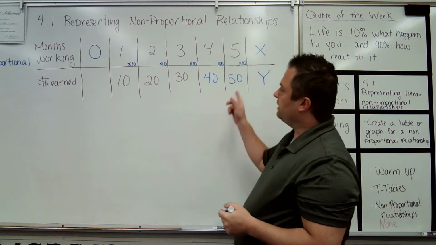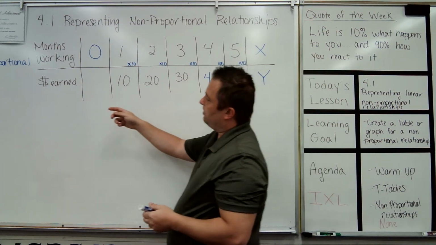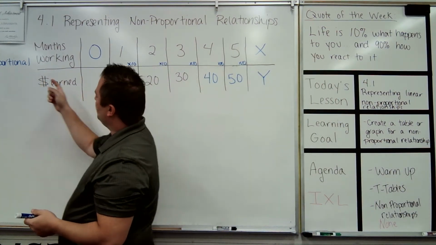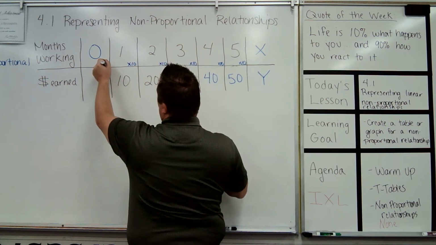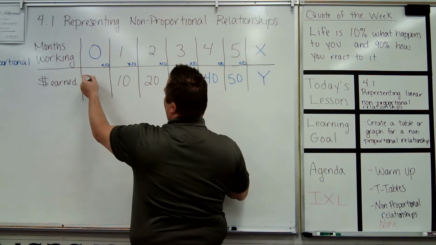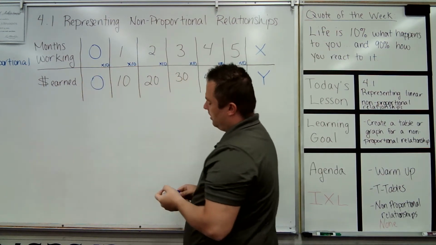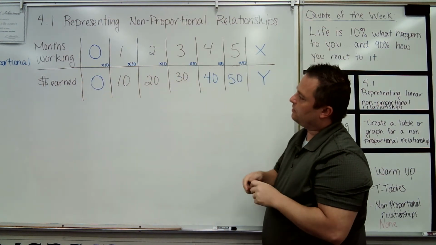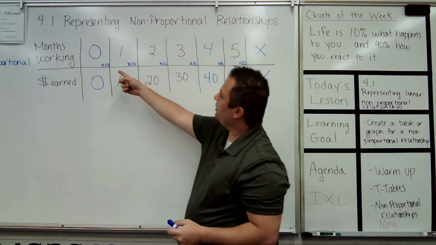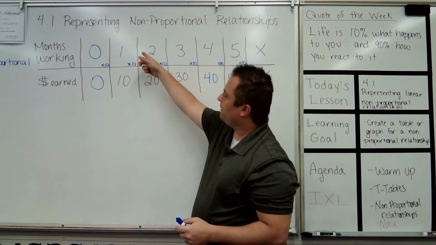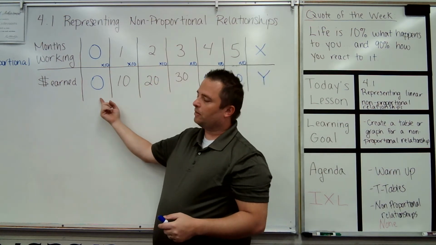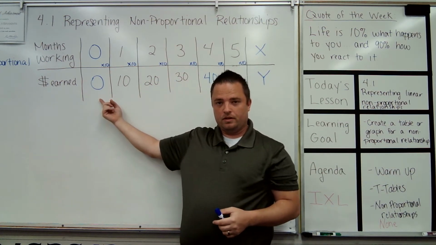Well, if it follows the same proportional relationship, it should also be times 10. And therefore 0 times 10 is 0. So what this means when we're proportional is not only do we have the same rate that follows through with every value in the table, it also means that we start at 0.